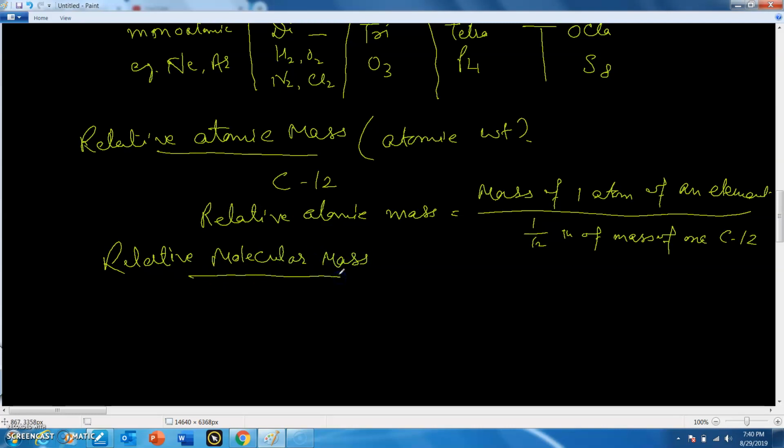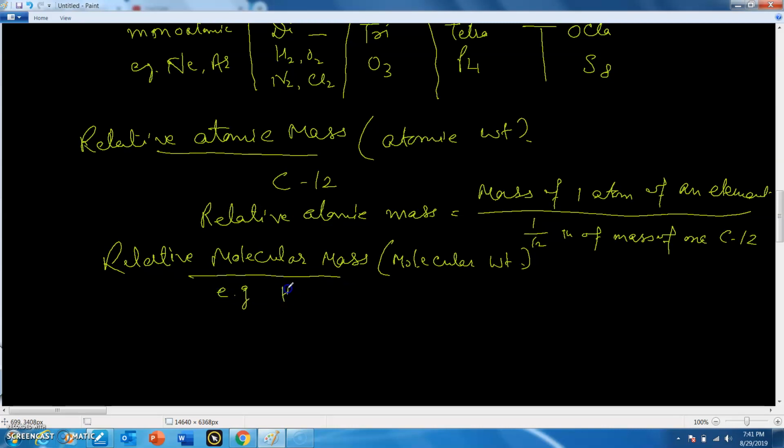What is relative molecular mass? This is called molecular weight. We have seen relative atomic mass, which is atomic weight, and relative molecular mass is molecular weight. We are going to do some numericals regarding these, so we have to know all about this. It is obtained by adding together the relative atomic masses of the various atoms present in a molecule.